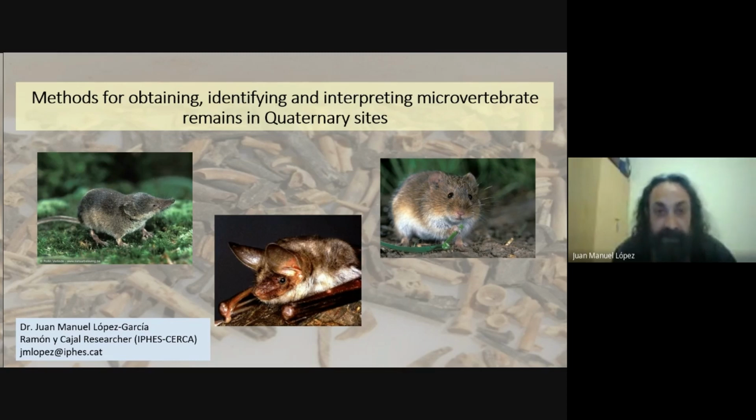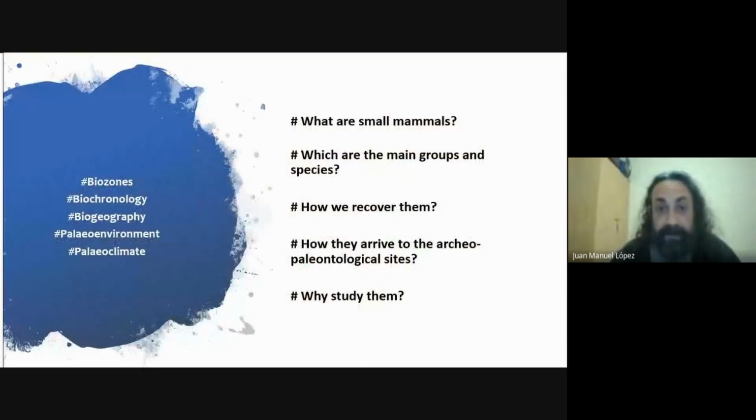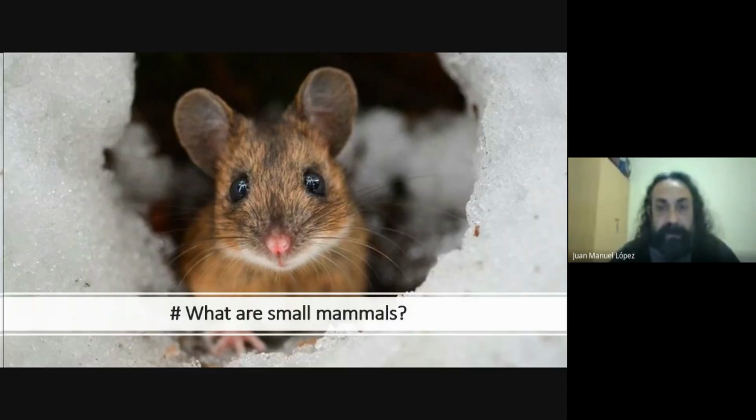But I'm sorry too. I'm going to start changing the topic a little bit. I'm going to speak about methods for obtaining, identifying, and interpreting microvertebrate remains in Quaternary sites. The most important questions about that are: what are the small mammals, which are the main groups, how we record them in archaeological sites, and how they arrived at these archaeopaleontological sites, and why we study these little things.